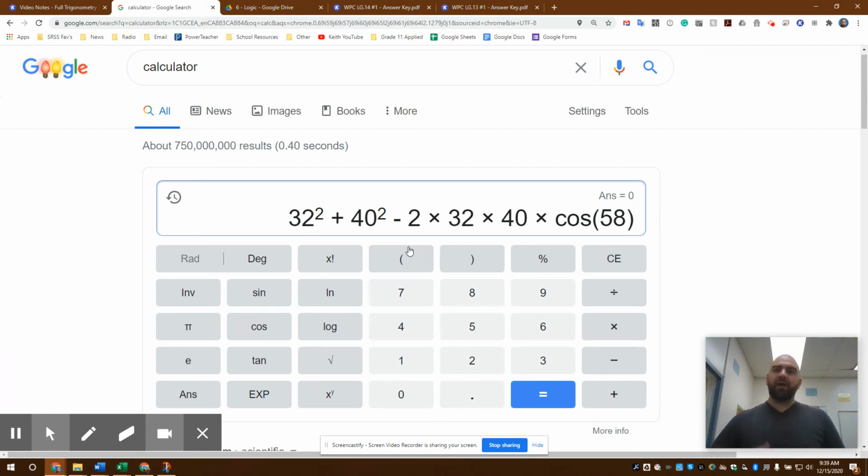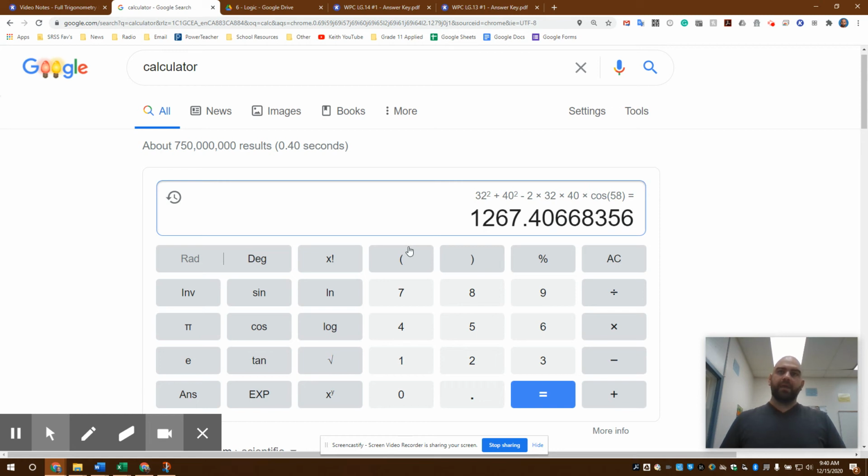You'll notice here, I've punched this entire thing into the calculator. Okay? I did not skip anything. I did not miss anything. I just punched the whole thing into the calculator, because our calculators, as long as you have a scientific calculator, which most of you should, it will already process all the adding and subtracting in the proper order. Once we hit enter, we get an answer of 1,267.40, and then a whole bunch more decimal places.